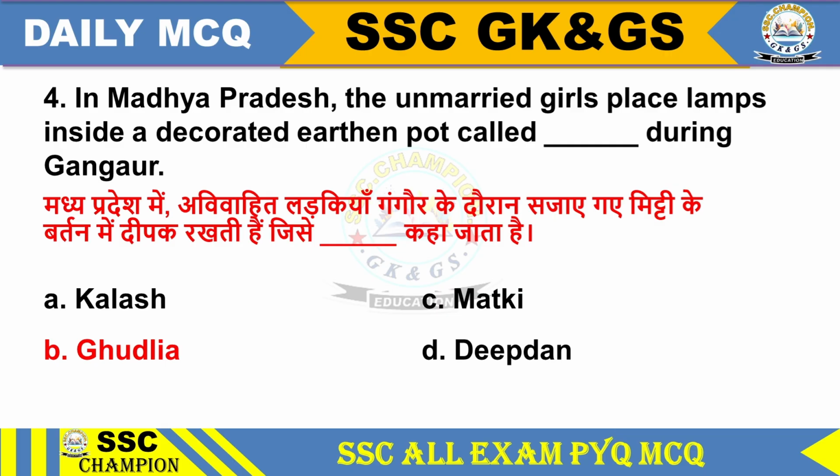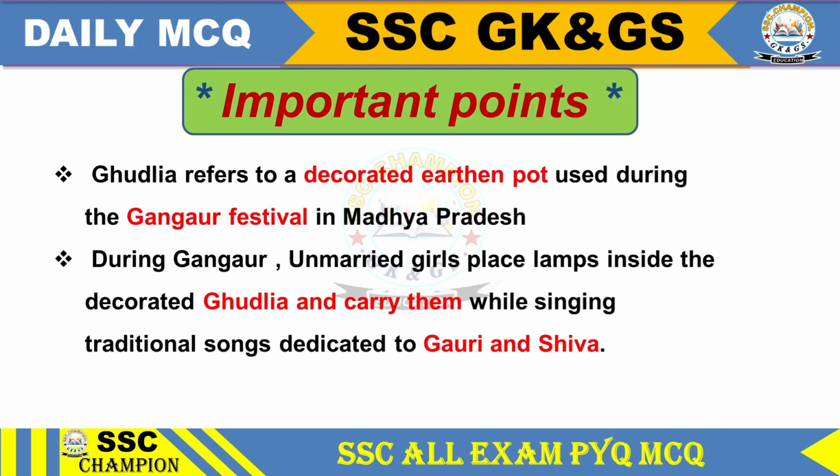In Madhya Pradesh, the unmarried girls place lamps inside the decorated earthen pot called Gadliya during Gangaur. Important points. Gadliya refers to a decorated earthen pot used during the Gangaur festival in Madhya Pradesh. During the festival, unmarried girls place lamps inside the decorated Gadliya and carry them while singing traditional songs dedicated to Gauri and Shiva.